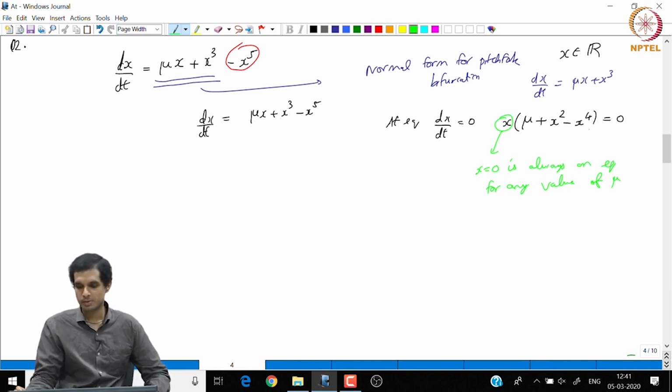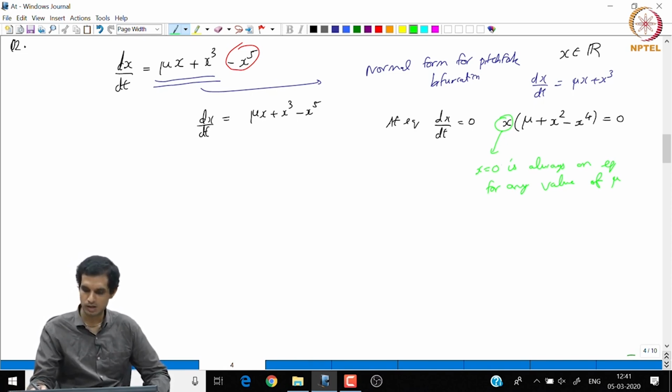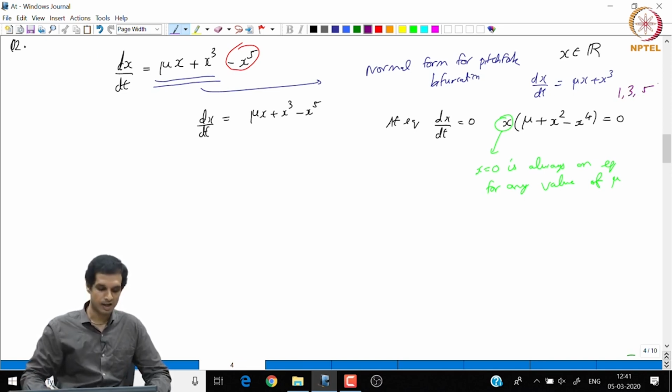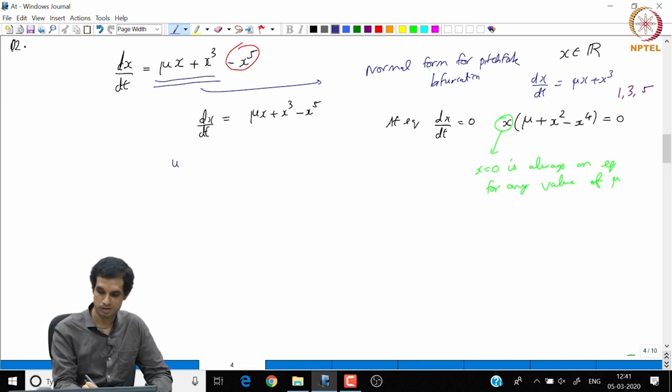So, the number of equilibria can be either just 1, which is this alone, or it can be 1 plus 2, which is 3, or you may have 1 plus 4, which is 5. So, the number of equilibrium points can range anywhere between 1, 3 and 5. So, let us analyze the roots of this equation mu plus x square minus x power 4.